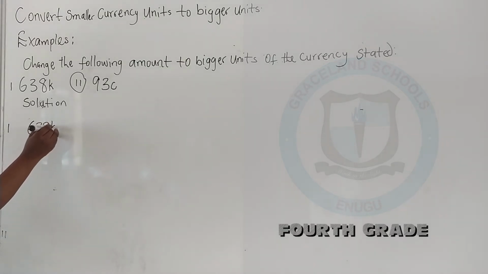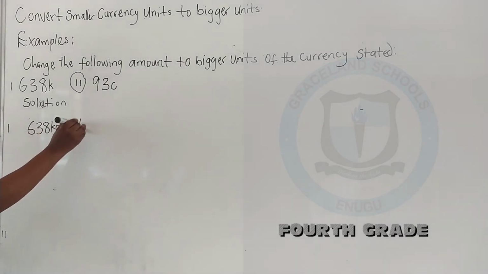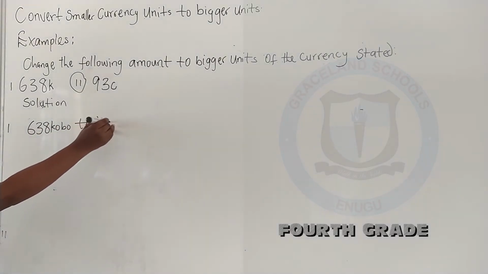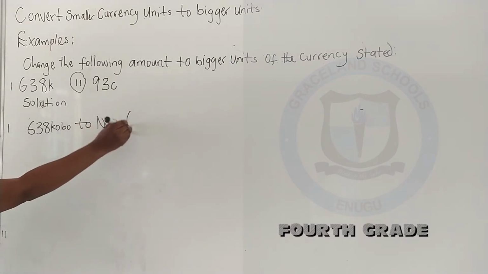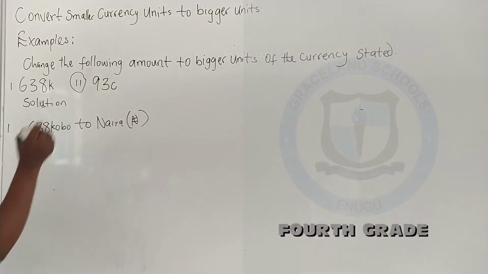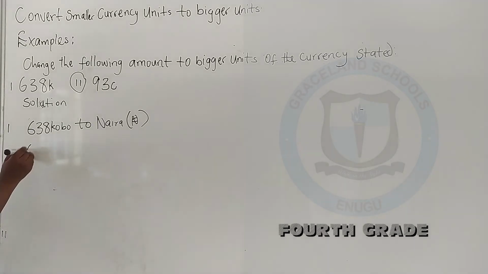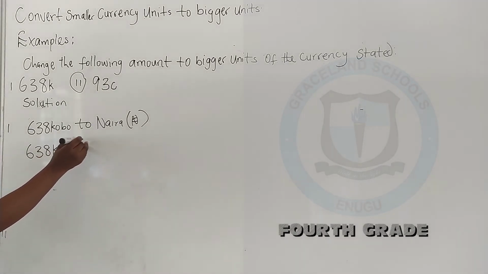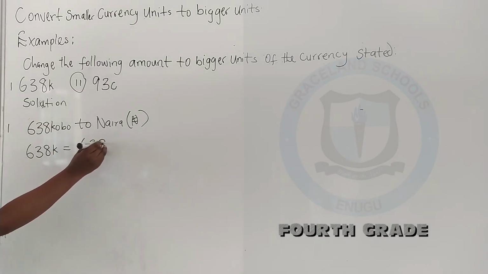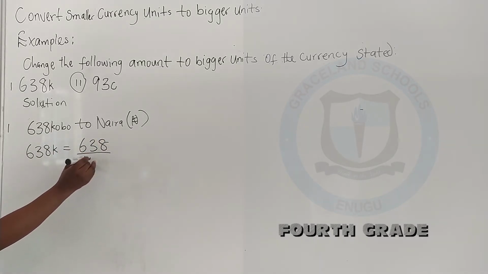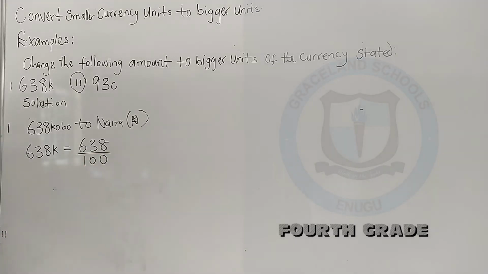638 kobo to naira. Write it out. 638 kobo equals 638 divided by 100. How many zeros do we have there? 2 zeros. Okay.